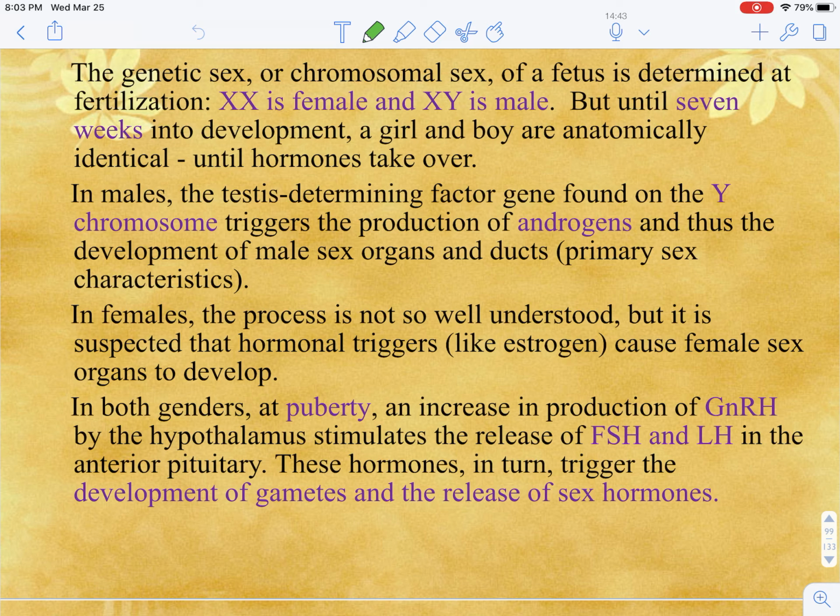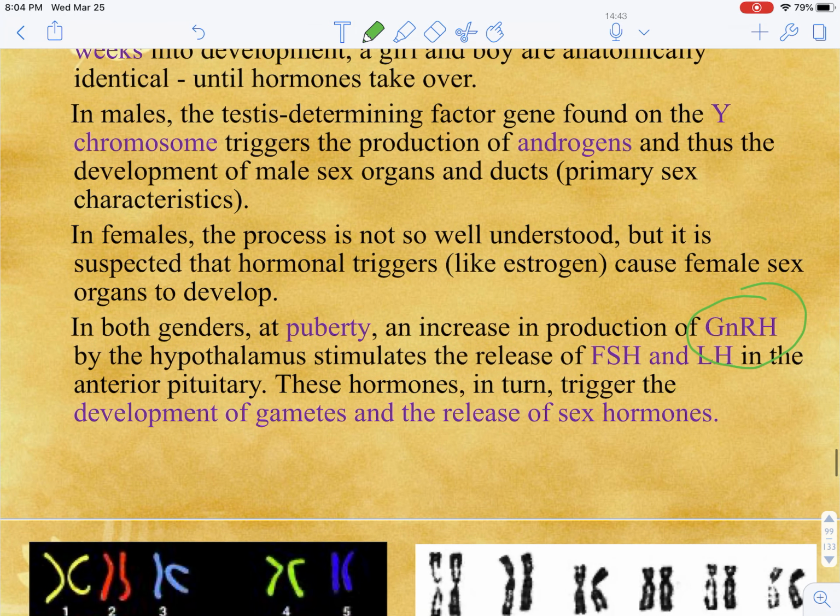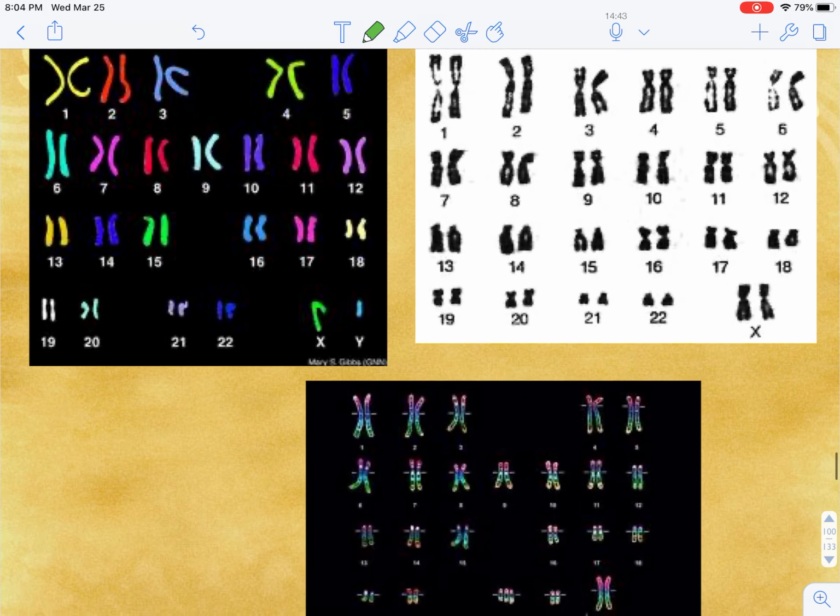So we know that gonadotropin releasing hormone is secreted at puberty, which is going to start the sex hormone production, and that will start the development of the primary and secondary sex characteristics and the increased function of the sex organs so that we start seeing egg production and sperm production, which is development of gametes, sperm and egg, and release of sex hormones, namely estrogen and progesterone in females and testosterone in males.